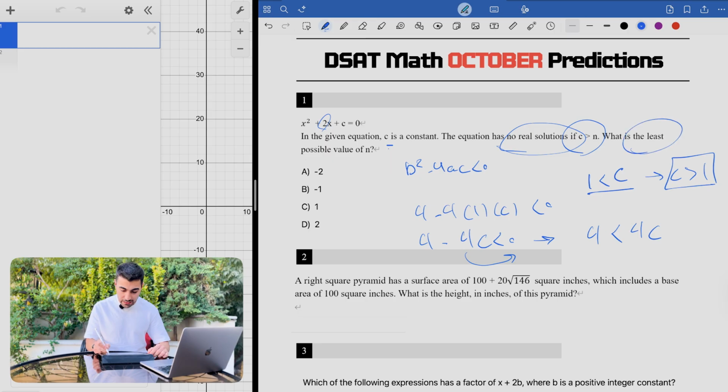What is the least possible value of n? It's going to be 1 here. So choice C is the answer for this question. That's how you do it. They always ask you for the discriminant, asking you about no solution or real solutions, or asking you for the maximum value of n or the least value of n. Awesome. Let's move on to question number 2.